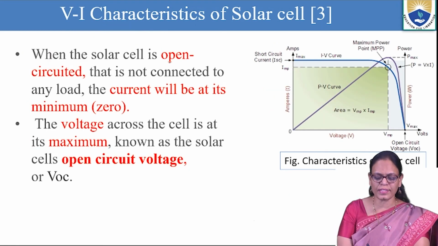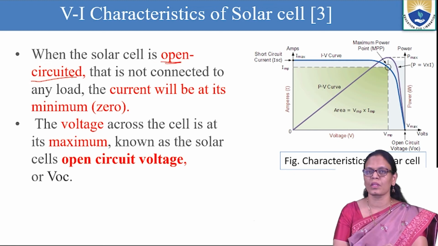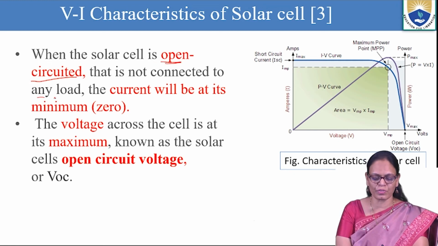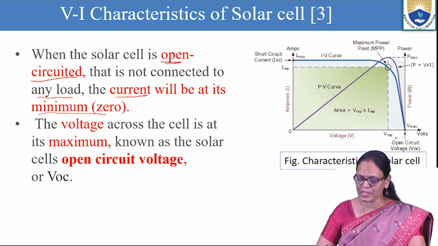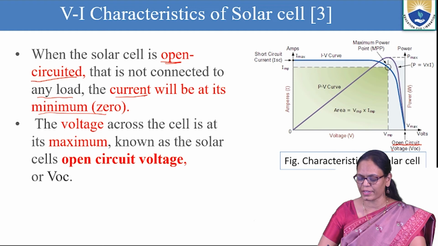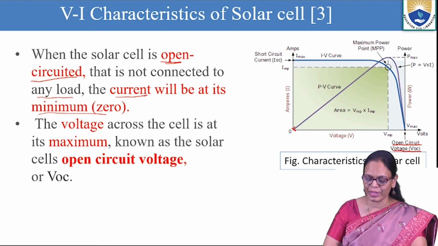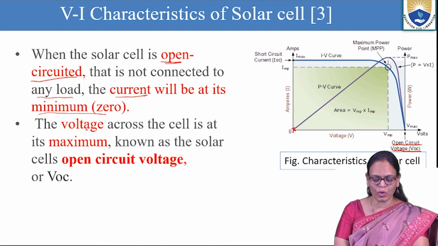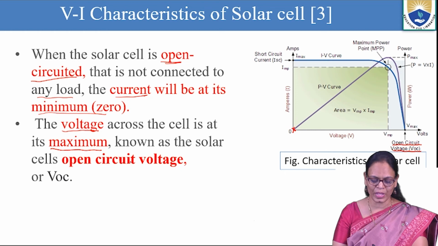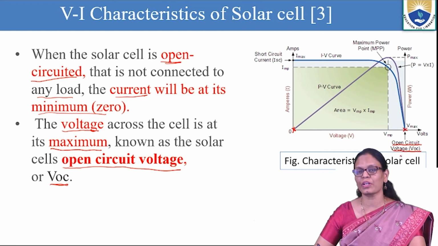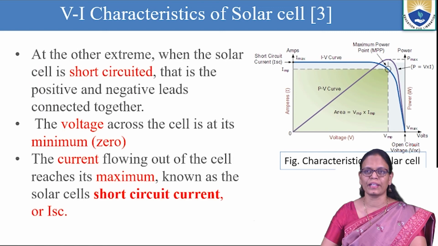So when the solar cell is open circuited, meaning it is not connected to any load, the current is minimum and it is 0. This is the first point we need to understand. When it is open circuited, at VOC, the open circuit voltage, the current will be 0. And the voltage across the cell is maximum. When is the voltage across the cell maximum? It is known as the open circuit voltage, VOC. So this is the maximum voltage we have, and we call it the open circuit voltage.